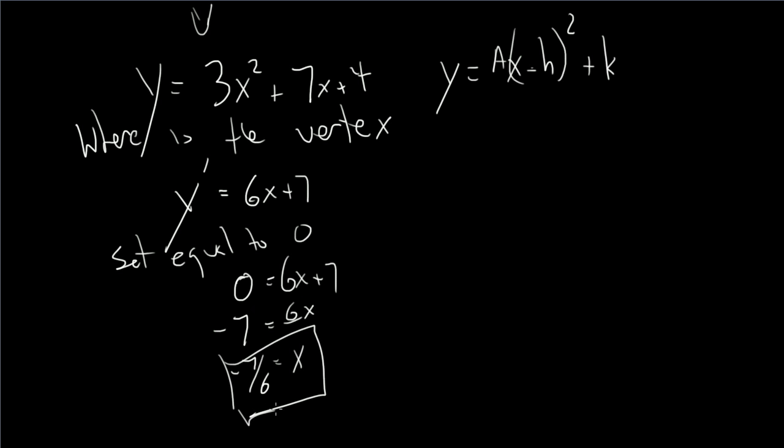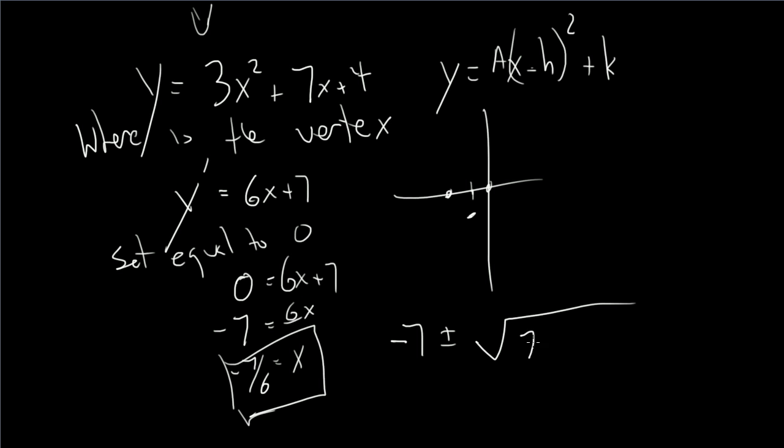This becomes the point where this function has its relative minimum or maximum, as the case may be. They now can go into the roots to figure out where it does cross, and the roots in this case would be minus 7 plus or minus the square root of 7 squared minus 4 times 3 times 4, all over 2a, 2a being 2 times 3. They can solve that, and now they know where it crosses the axis.